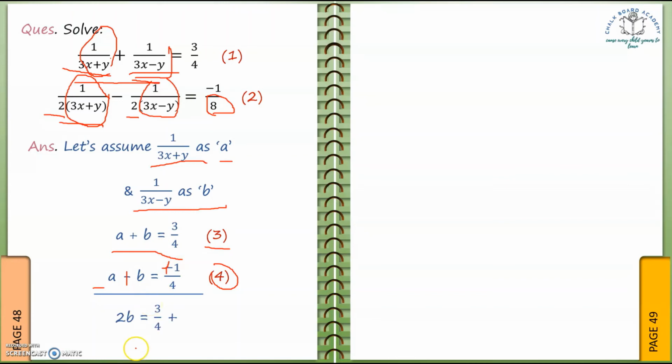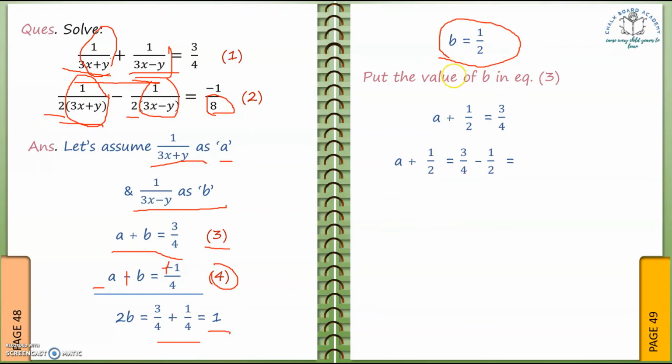So we get the answer as 2B = 3/4 + 1/4. So we get 4/4, which is actually 1. Now by solving it further, we get B = 1/2. As we have got B, we can use it in either of the two equations, equation 3 or equation 4, to find the value. Here I have used equation 3. So A + 1/2 = 3/4, and after solving it further, we get A = 1/4 as the answer.